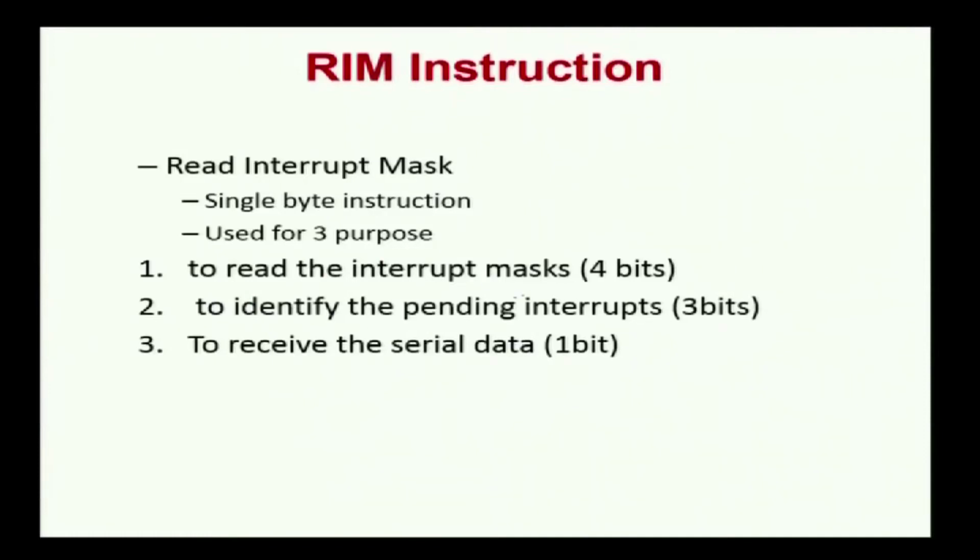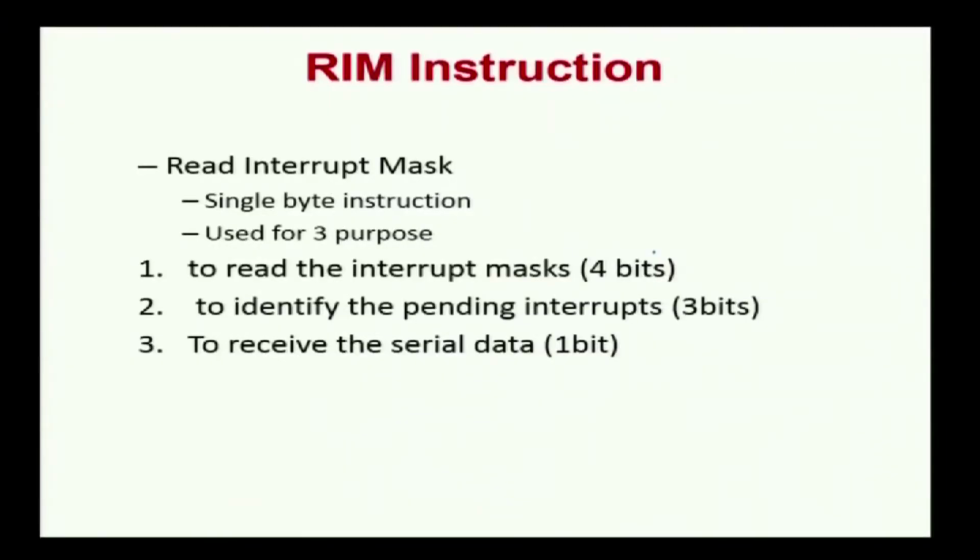One is to read the interrupt masks. For that, they have 4 bit positions: one is a control bit position, and 3 are for the RST 7.5, 6.5 and 5.5 interrupts. Another 3 bit positions are used for knowing the status of the pending interrupts. The last one is serial out data. The last data is serial input data, which is used to receive the data from the keyboard.